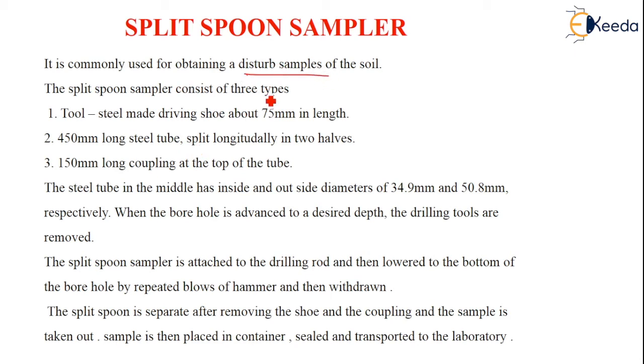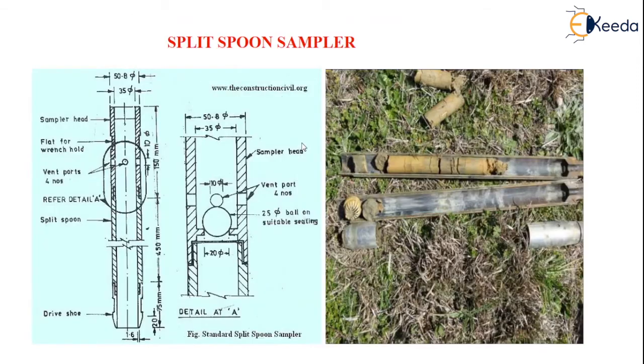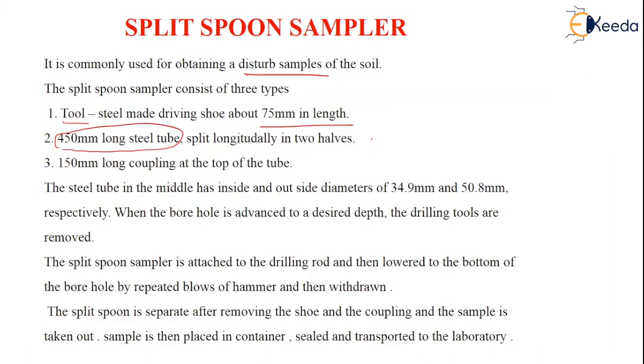Generally it consists of three parts: a steel driving shoe about 75 mm in length, a 440 mm long steel tube which is split longitudinally in two halves, and a 150 mm long coupling at the top of the tube. See, this is how it looks. These are different types of split spoon samplers. The steel tube in the middle has inside and outside diameters of 34.9 mm and 50.8 mm respectively. When the borehole is advanced to the desired depth where you have to take the sample, the drilling tools are removed.